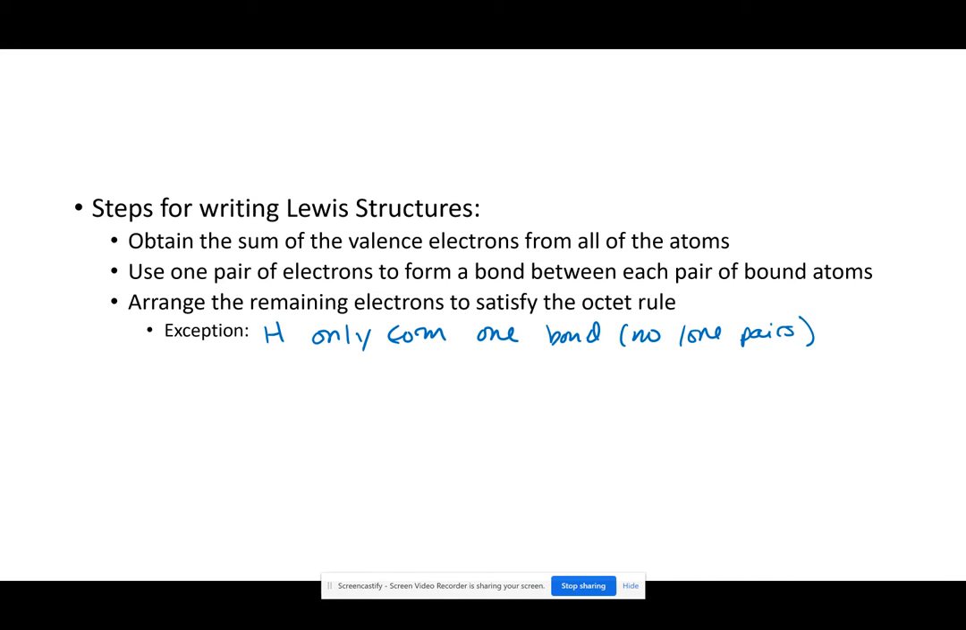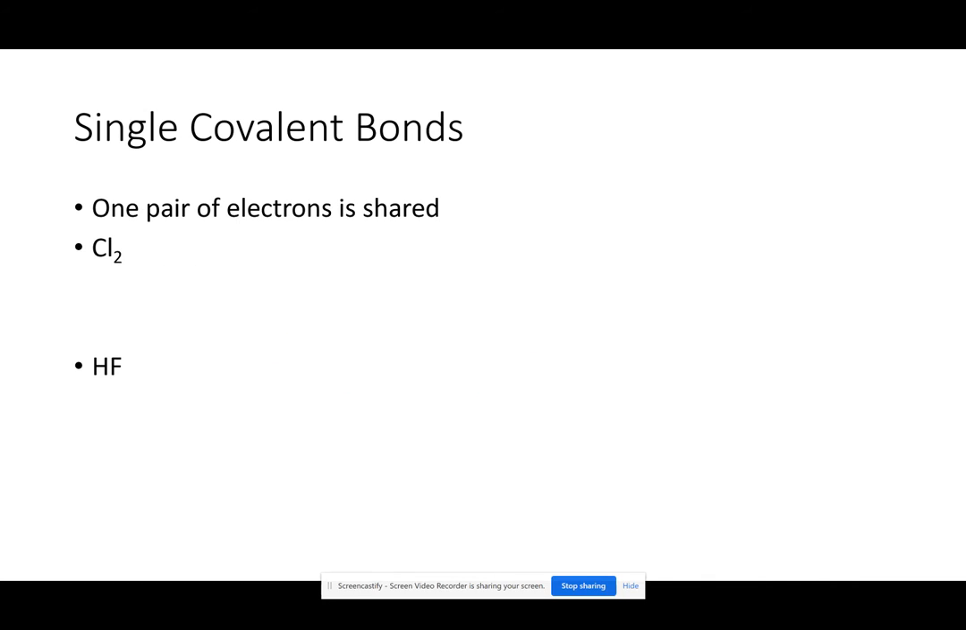Never put lone pairs on hydrogen. Another exception that may come up later is boron. Boron is satisfied with 6 electrons, for reasons that I'm not going to really get into. Just boron is satisfied with 6. So in a single covalent bond, one pair of electrons is shared. Let's look at that. Chlorine has 7 valence electrons. This molecule is Cl2, so there are 2 chlorines, each one bringing 7 electrons to the party, so that's a total of 14 electrons. We're going to single bond one chlorine to the other chlorine.